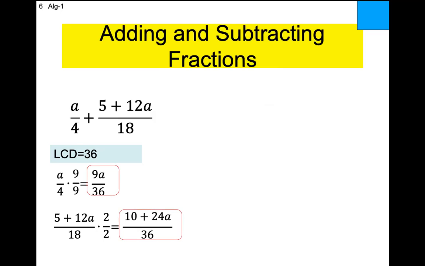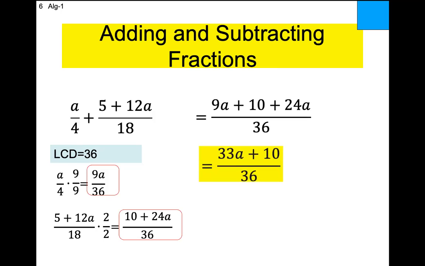If this had been a subtraction, then we would flip-flop signs. But we're adding, so I don't need to do that. So I'm going to rewrite. I'm looking at my two boxes. Well, they both have a 36, and so it's 9A plus 10 plus 24A. See what it did? The rest just comes together. 9A and 24A is 33A, plus 10.